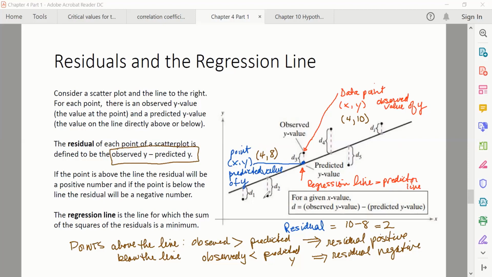The regression line is the line for which the sum of the squares of the residuals is a minimum. That's just how they make it. They make it so that if you square those residuals and add them up, the sum is as small as possible. We're not going to make that line ourselves. We are going to have StatCrunch make that line. Okay, you ready?